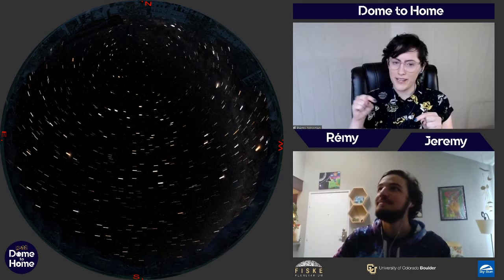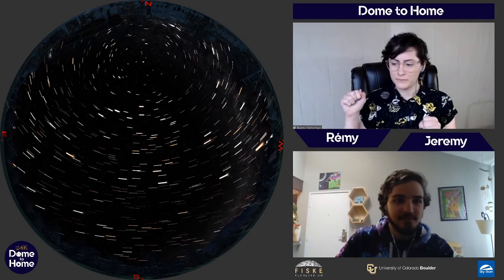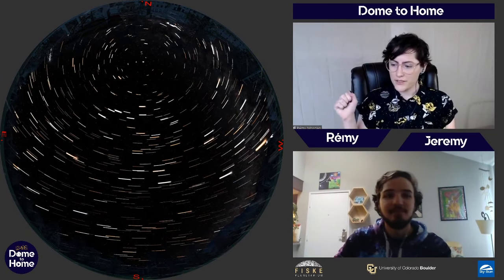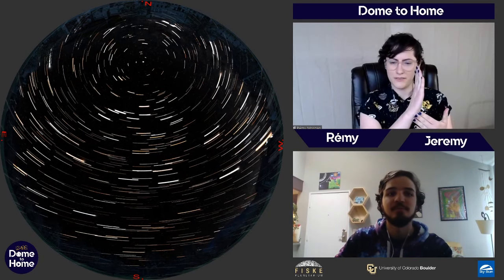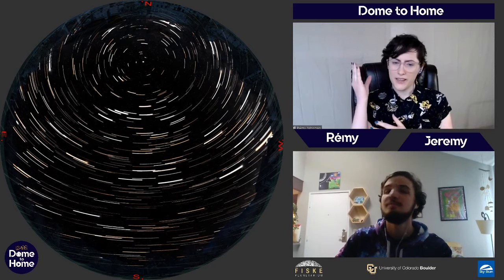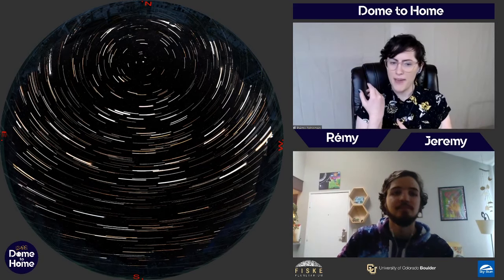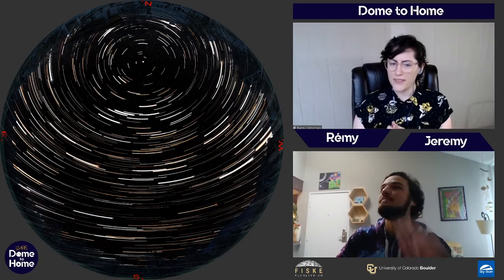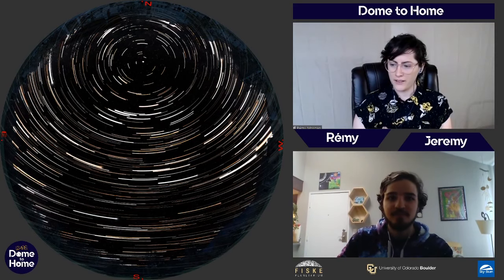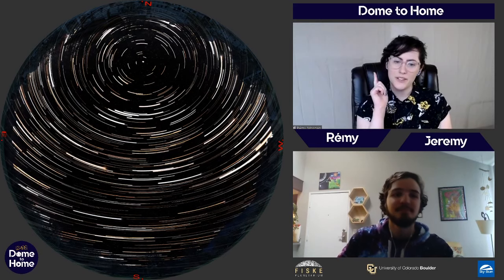Do you see how they're spinning? So the stars are all spinning, and they're all spinning in the same direction. Because the Earth is spinning, it looks at different parts of the sky as time passes. So what else do you notice about the way that it's spinning? It's all spinning around a specific point, right?